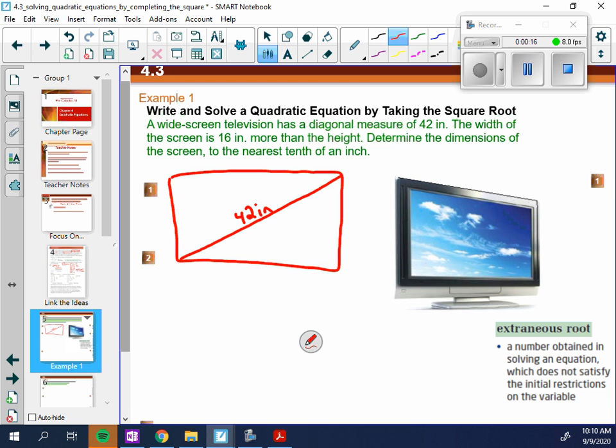The width of the screen is 16 more than the height. So here's my height over here. Here's my width. And the width of the screen is 16 more than the height. So I can replace my W in any equation that I have with an H plus 16. Okay? Determine the dimensions of the screen to the nearest tenth of an inch.